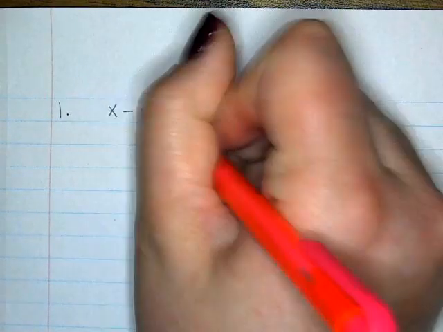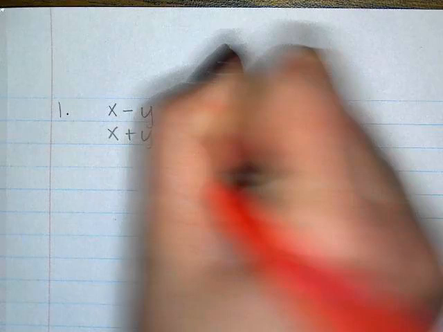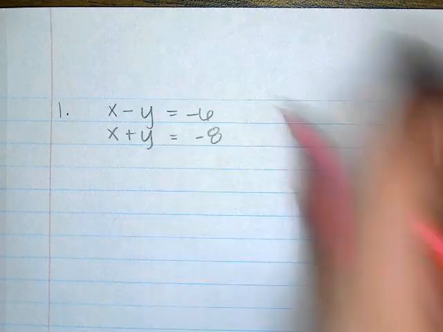On the maze for elimination. So number 1, and this one they made it pretty simple actually, because this one's ready to do the elimination. X plus y equals -8.